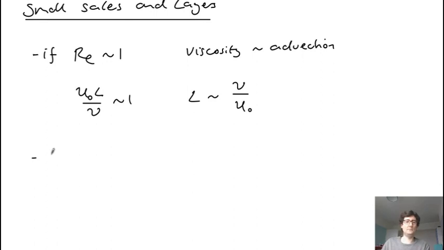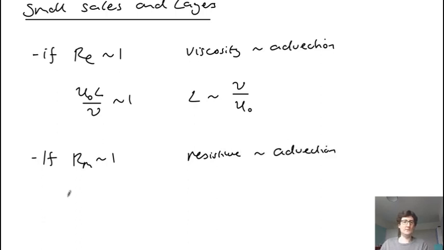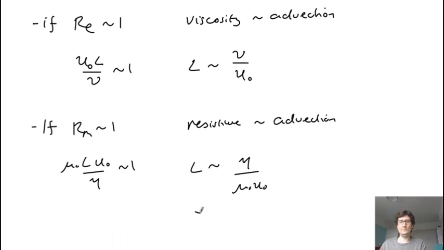And same thing for the magnetic Reynolds number. So if the magnetic Reynolds number is roughly 1, then the resistive term, so resistive diffusion, is roughly like advection. And since this term is just written as mu naught L u naught over eta, where eta is the resistivity, so this is about 1. We just rearrange this equation so that this is roughly eta over mu naught u naught, which gives the typical length scale. And so these are small length scales at which the dissipation terms become important.